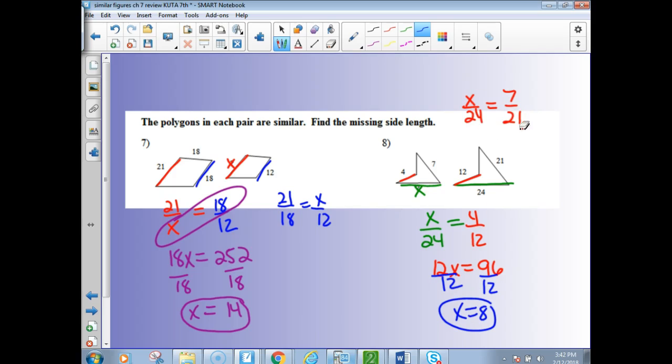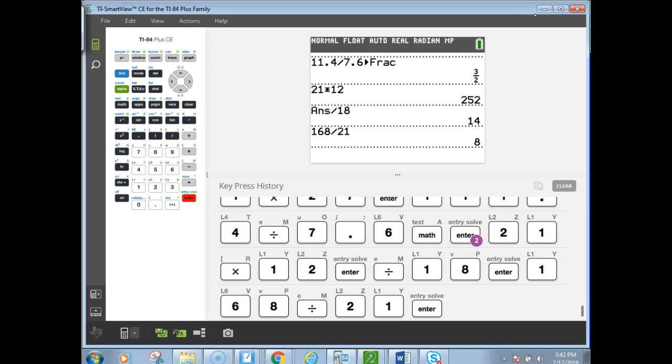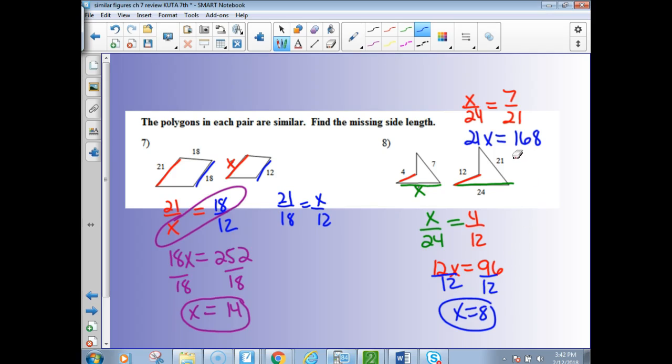But say you'd chosen to do this one. That'd be 21x equals 168. And then if you did 168 divided by 21, you'll find out that you get 8 from that as well.